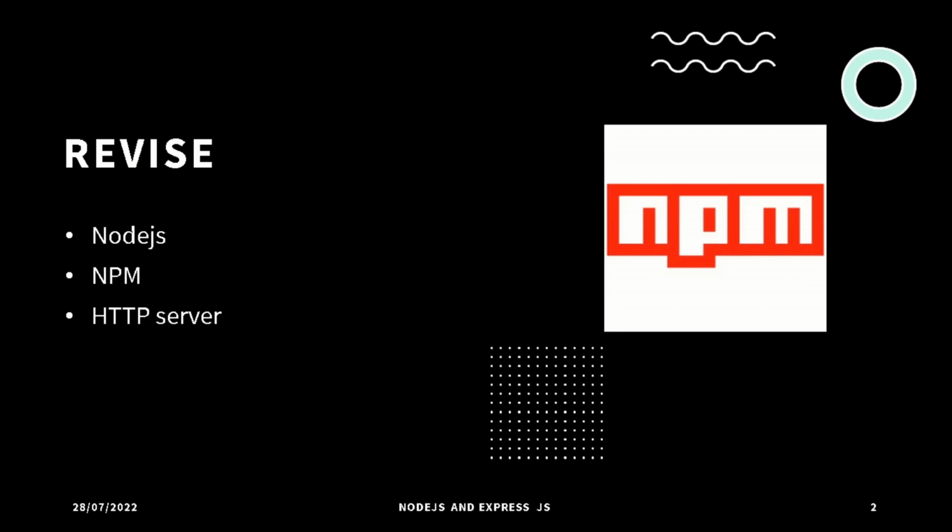Just like Node.js is a server-side scripting language and npm is a package manager from which we're gonna use Express, or import Express and use it in our application. And http server is an inbuilt Node.js server. So it is an inbuilt server, and today we're gonna use Express server, which is the framework.